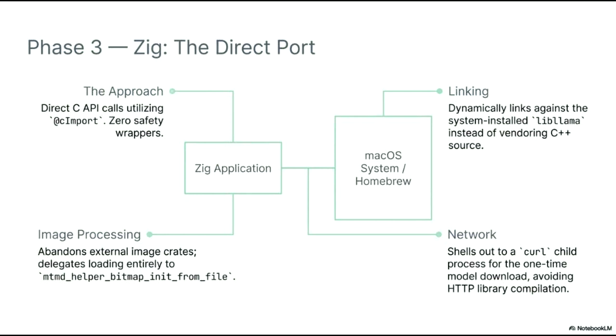For image processing, we have moved away from external crates entirely. Instead, we delegate image loading tasks to the native mtmd_helper_bitmap_init_from_file function. Finally, to streamline our networking and avoid the overhead of compiling a full HTTP library, we shell out to a curl child process for the one-time model download. This lean approach ensures a faster, more maintainable build process.